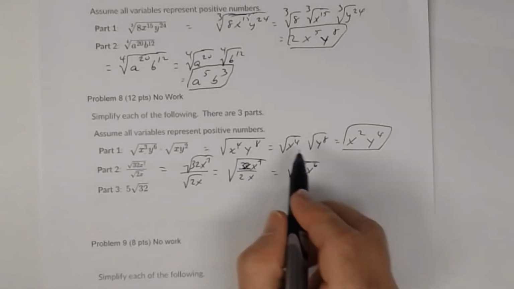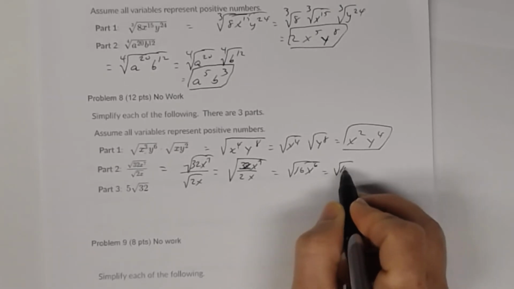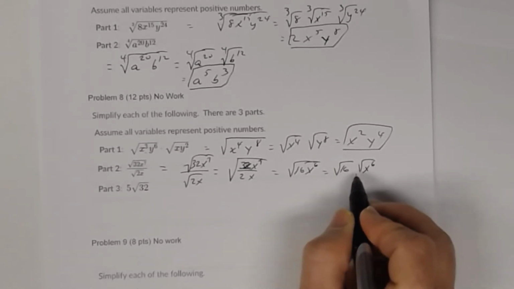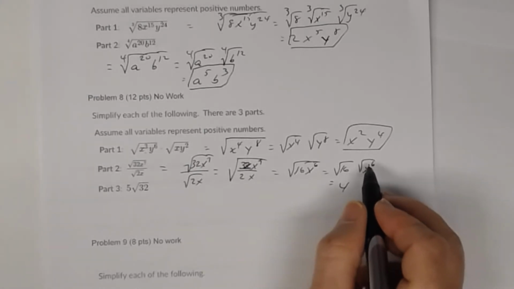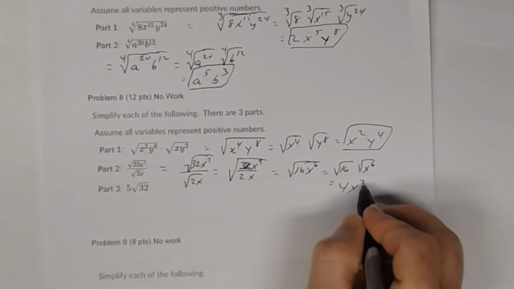And then kind of using this idea here, I get the square root of 16 times the square root of x to the 6. The square root of 16 is 4. And the square root of x to the 6, 6 divided by 2 is 3. So I get 4x cubed.